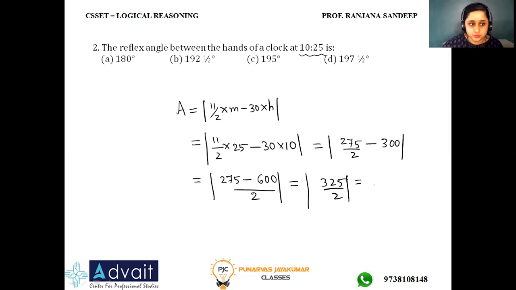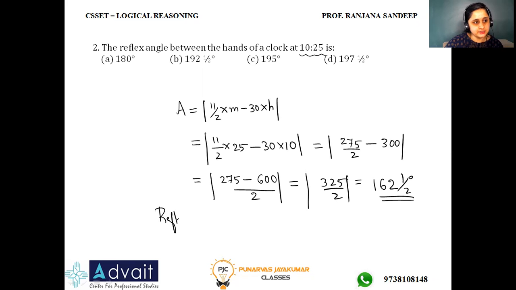So 325 by 2 is nothing but 162 and a half degrees. So this is the angle, not the reflex angle. We know that the reflex angle is the angle which is greater than 180 degrees and less than 360 degrees. Here, whatever we have got is just the angle. So now we need to find the reflex angle.